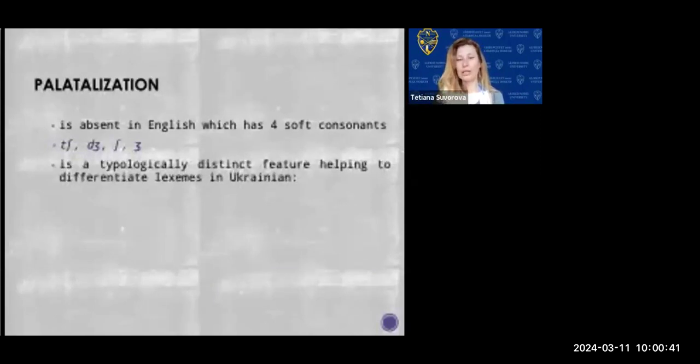And typologically, it is a distinctive feature that happens to differentiate lexemes in Ukrainian. It influences the difference in meaning, while in English, no, it's just a typical feature. Sin, sin, for instance, are 2 different words, absolutely. So for that reason, in the Ukrainian language, palatalization performs a distinctive function of lexical meaning. Here it is just a phonetic distinction.